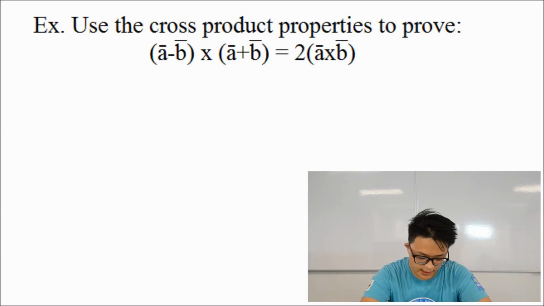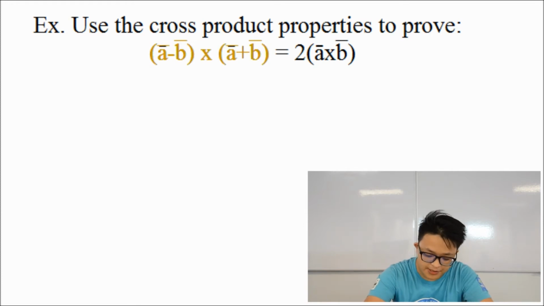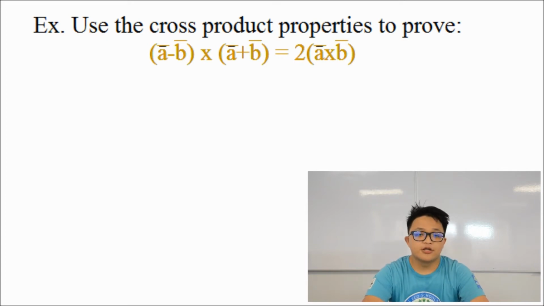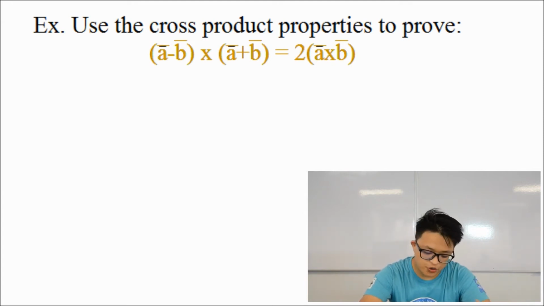So right now, we're going to do a proving question. So let's say you have a bracket of A minus B cross a bracket of A plus B equals to 2 bracket of A cross B. So how do you do it? Well, the first thing you're going to do is you have to find the side that is much more complicated and therefore change it into a simpler form.